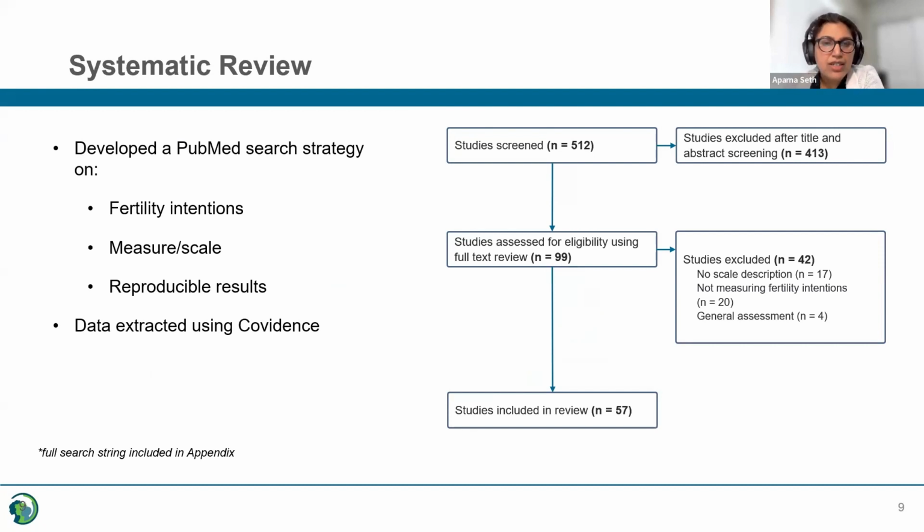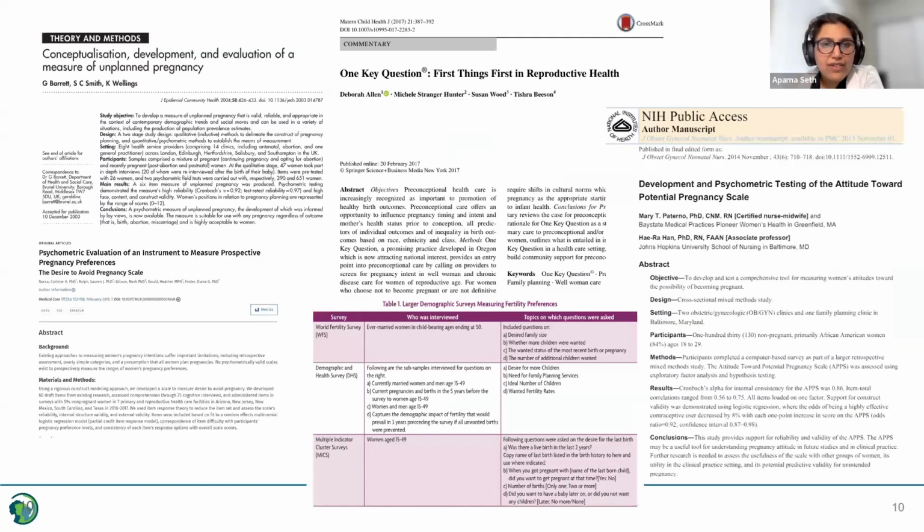Our initial screening resulted in about 512 studies, and when we did the abstract and title reviews, we were down to 99 studies. Further, we ended up excluding 42 of those because either they did not include any scale or survey to assess intentions, or they just had a general question like, do you want to have a child in future, and no more details than that. We ended up with about 57 studies that resulted in about 12 different scales or surveys that have been used to measure fertility intentions.